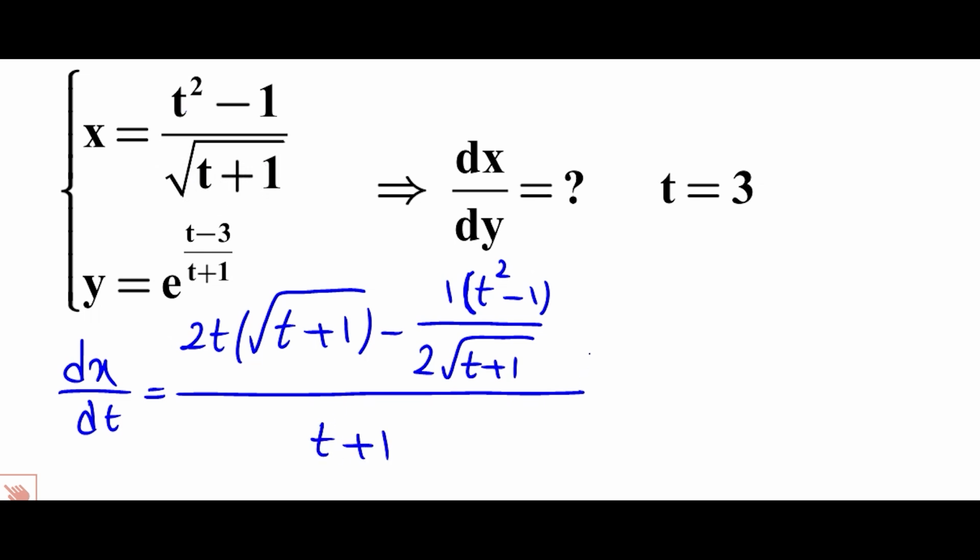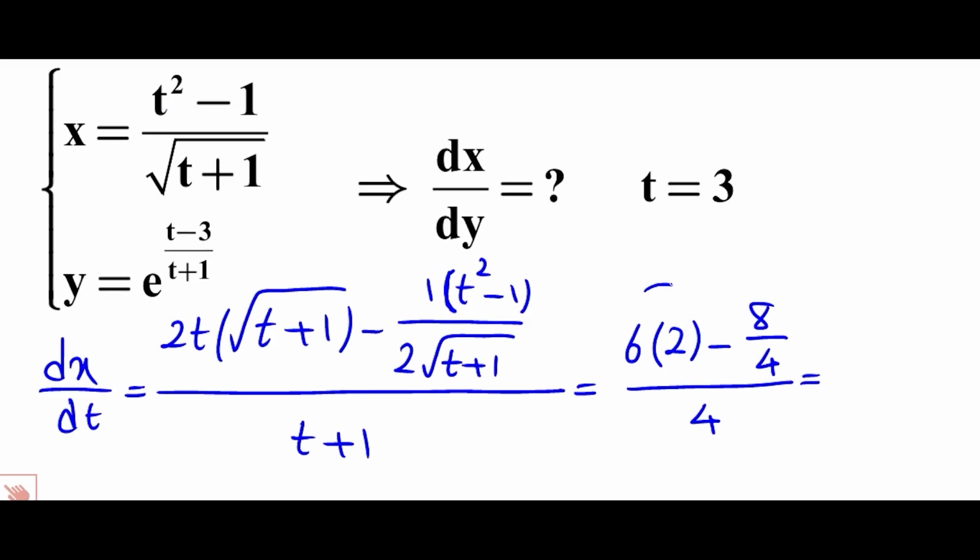So if t equals 3, we have 2 times 3 is 6, times the square root of 3 plus 1, which is 4. So the square root of 4 is 2, minus 3 squared minus 1, which is 8, over 2 times the square root of 4, and 3 plus 1 is 4. So we have 6 times 2 is 12, minus 8 over 4, which is 2. So 12 minus 2 is 10 over 4, or 5/2.